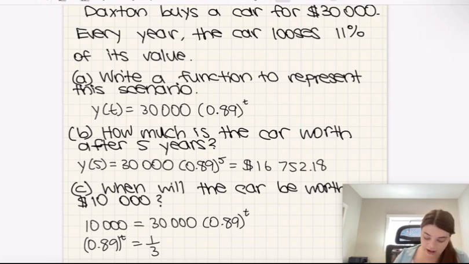0.89 to the power of 9.8, or no, 9.6. Yeah, it's going to be even closer. So t is about 9.6, or you could even say the car will be worth $10,000 partway through the 9th year is also fine as well. And so there we go.